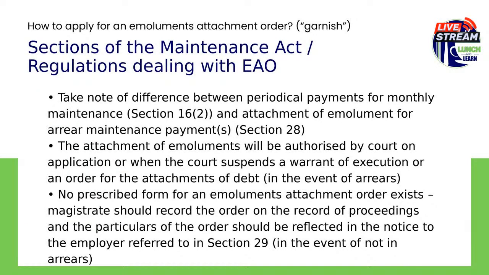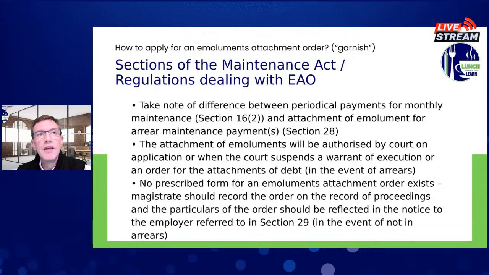So as a point of departure, it's important to note that there is a difference between the periodical payments, the monthly payments of maintenance that is made an order of court in terms of section 16.2, and the attachment of emoluments by way of application to court for arrear maintenance. So you've got the two sections. You've got the one where it is an order for the monthly payment of maintenance, where you want a garnishing order, and you would have one for arrears. So those two need to be distinguished quite a lot.